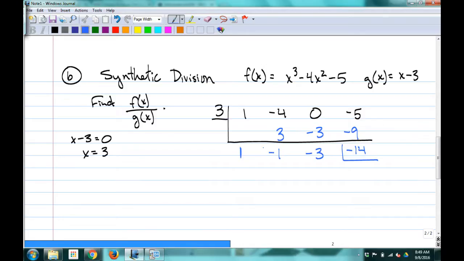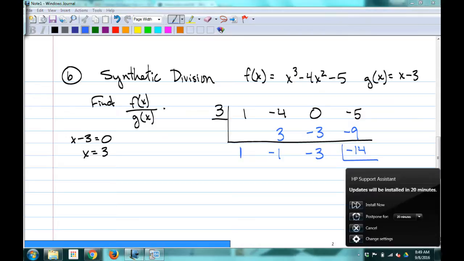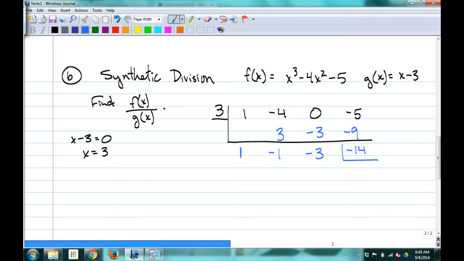Yes, this -1 right here times the 3 got me this -3. And then I added to get that. And then what that does is gets us this polynomial.